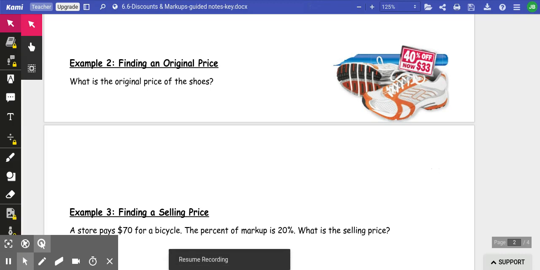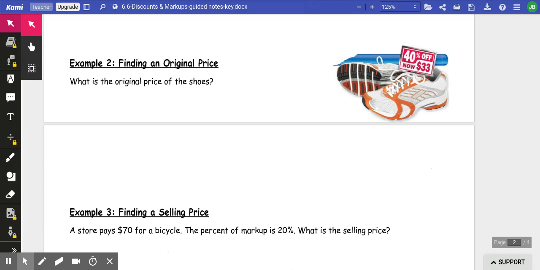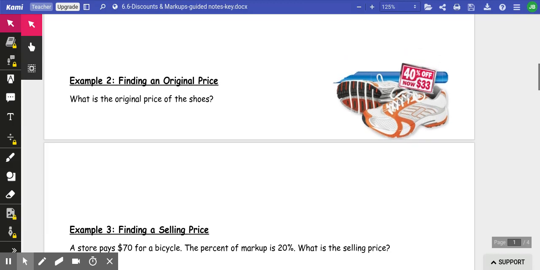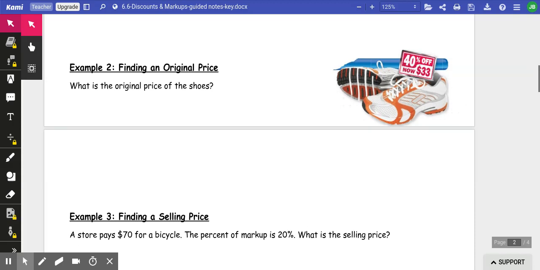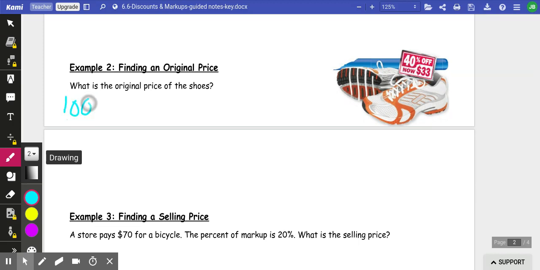Okay, let's look at example 2. We are going to be finding an original price. So we have a pair of shoes over here on the right. We are going to look for the original price. Right now, it says that it's 40% off, and it is going to be $33 that we are paying now for our item. So what I need to figure out: 40% off means that it's taken off of 100. So I'm going to do the 100% minus the 40% discount, which gives me the 60% that I would be paying.